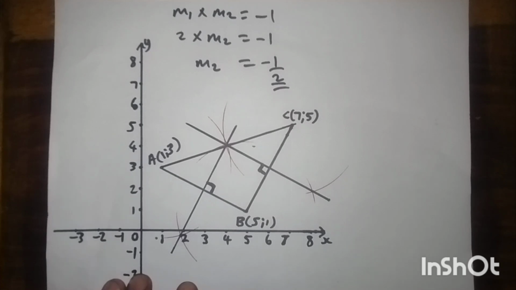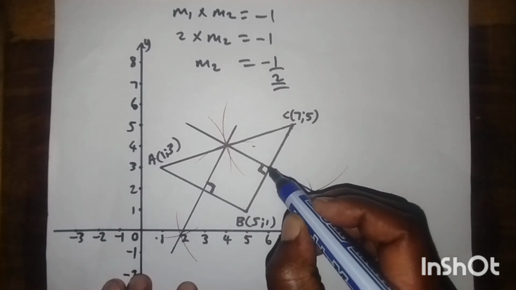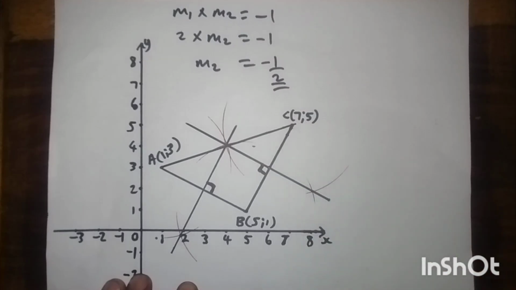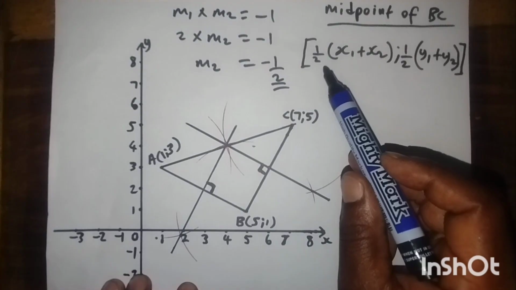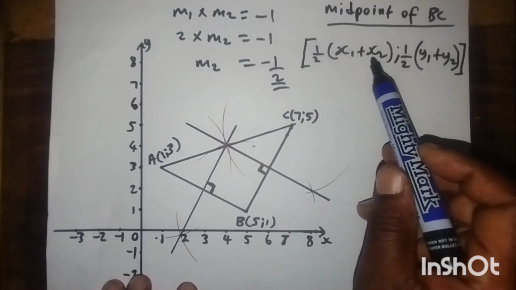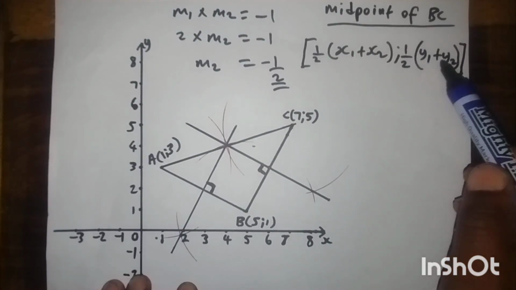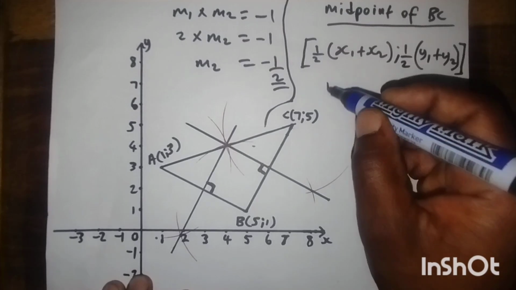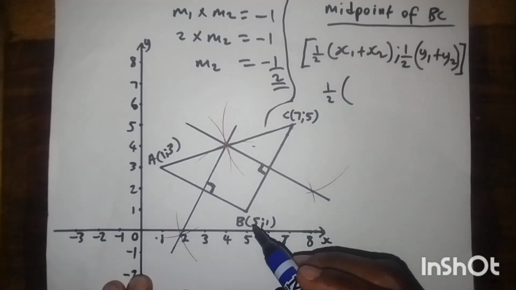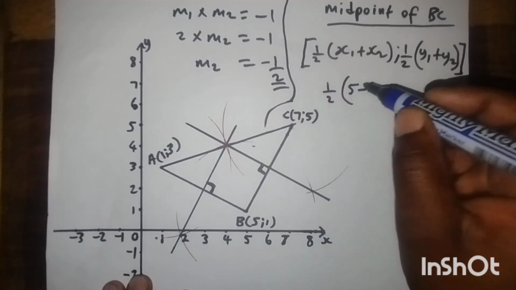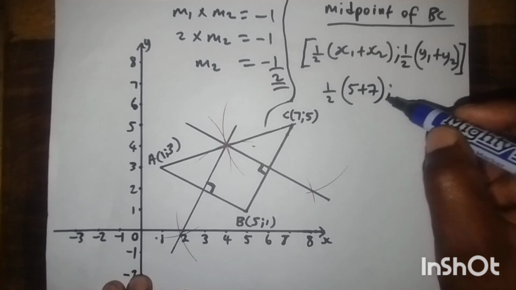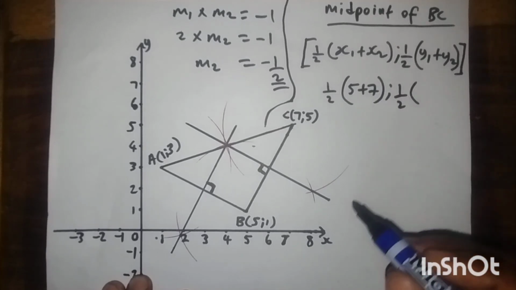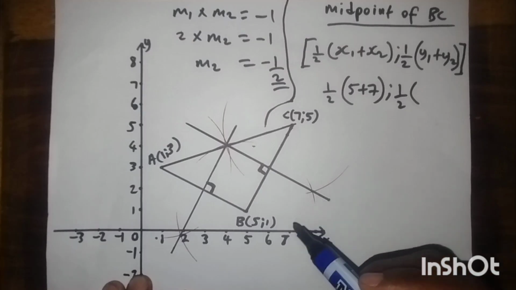Now we want to find the midpoint of BC, which is this one here. We are going to use this formula: half of x1 plus x2; half of y1 plus y2. So the midpoint of BC is half of 5 plus 7, which are the x coordinates; half of the y coordinates, 1 plus 5.